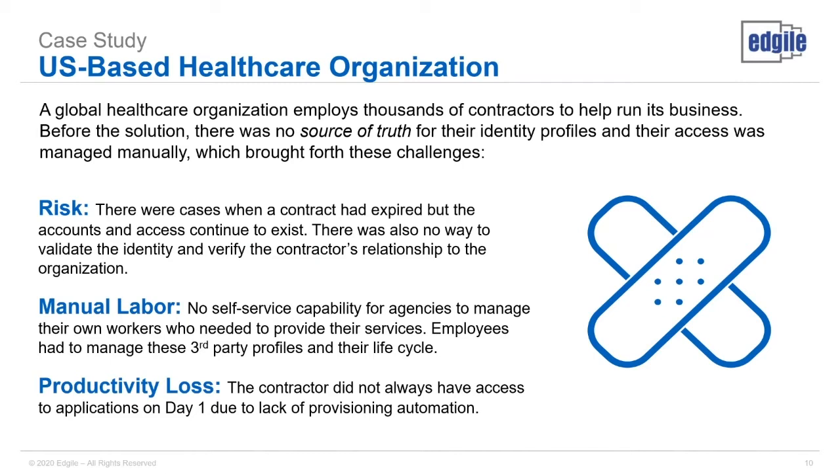Second is manual labor. With no self-service capability for agencies to manage their own workers who needed to provide their services, they rely heavily on internal sponsors and internal people within the organization to enter that information for them, not to mention pass their personal information in some cases across insecure methods to get that done. And then third is productivity loss. Because of all these complex processes, it's not unusual at all for a contractor to be sitting on their hands a little bit and not able to do their work on day one because these processes take a long time or something was missed.